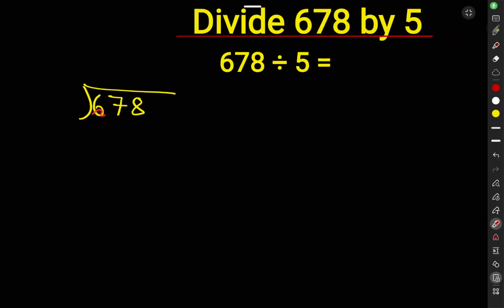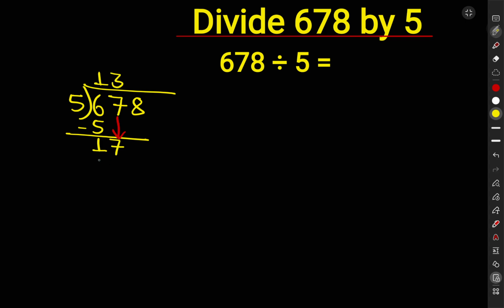We divide 678 by 5 in a long division method. 5 times 1 is 5. On subtracting, we get 1. So now we put down this 7 and it is 17.